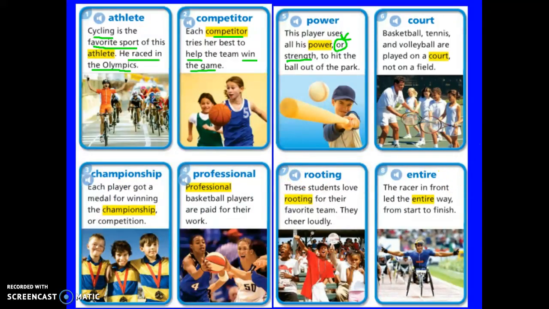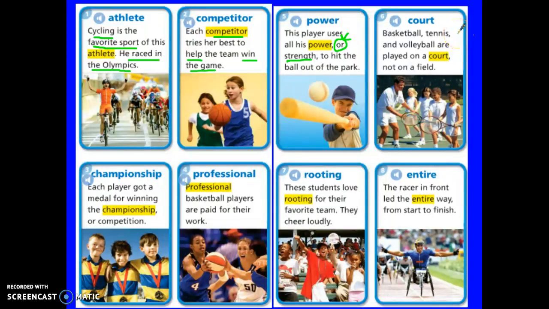Court. Now this one's kind of tricky because court is one of those words that has more than one meaning. There's lots of those in our English language, which really makes us being able to use context clues so important. When we have a word like court that can mean more than one thing, we really have to look at the text and clues around the word to help us know what the word means in this particular example.